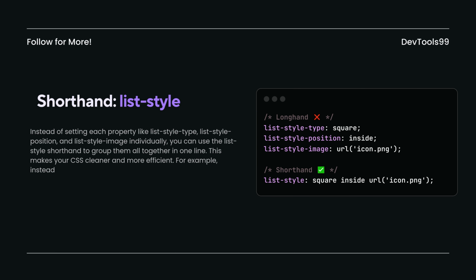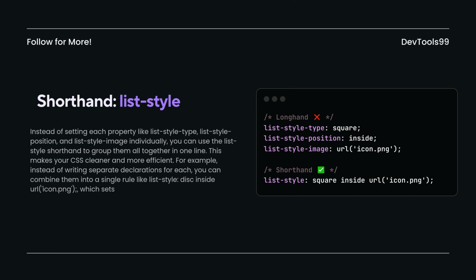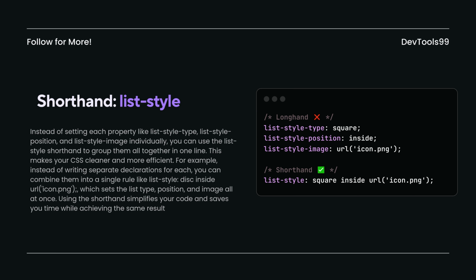For example, instead of writing separate declarations for each, you can combine them into a single rule like list-style: disk inside url(icon.png), which sets the list type, position, and image all at once. Using the shorthand simplifies your code and saves you time while achieving the same result.